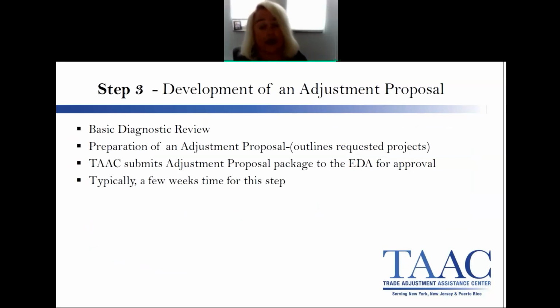So then once you're approved and once you choose what level of funding you want, the next step is called an adjustment proposal, but really it's like a business plan. We're going to do a mini diagnostic review of your company, and we're going to say, okay, now that you have this funding and you chose the level of funding you want, tell us what the projects are that you want to do. We do all this for you.